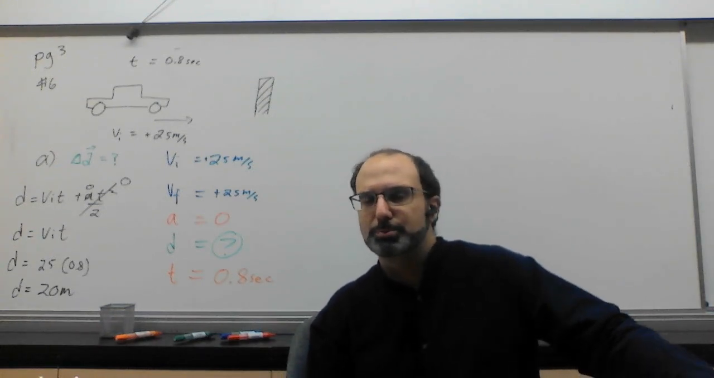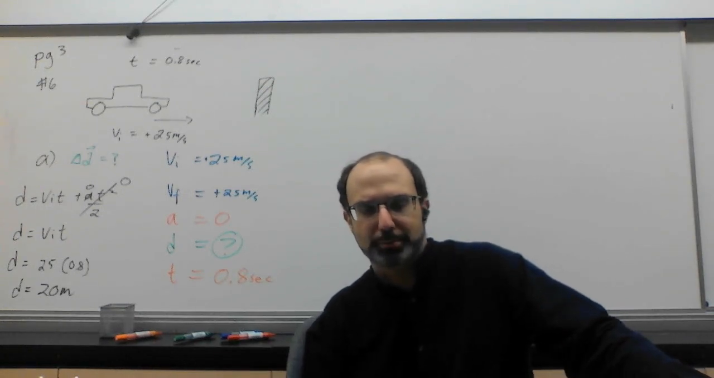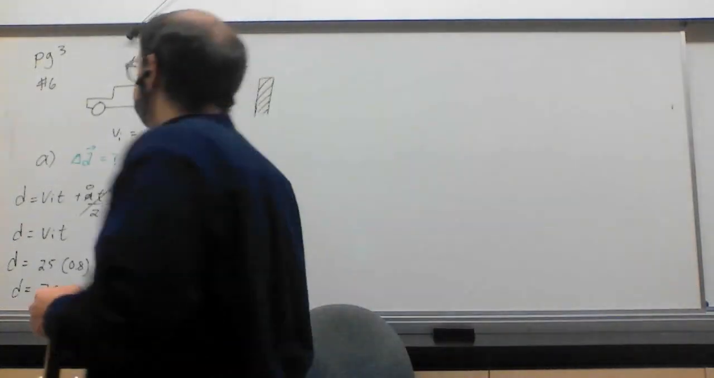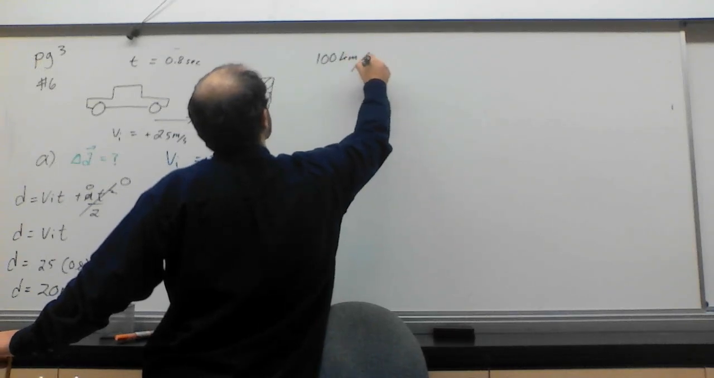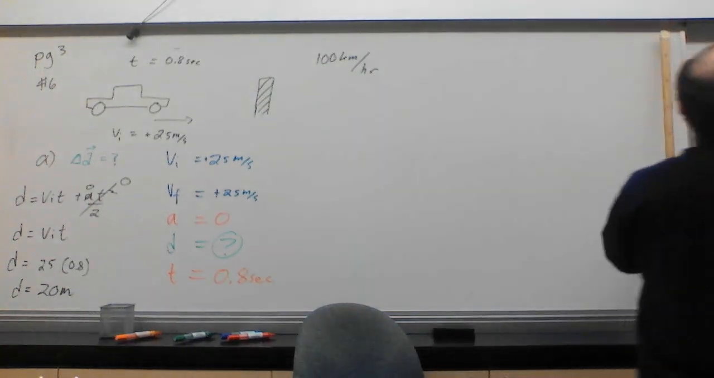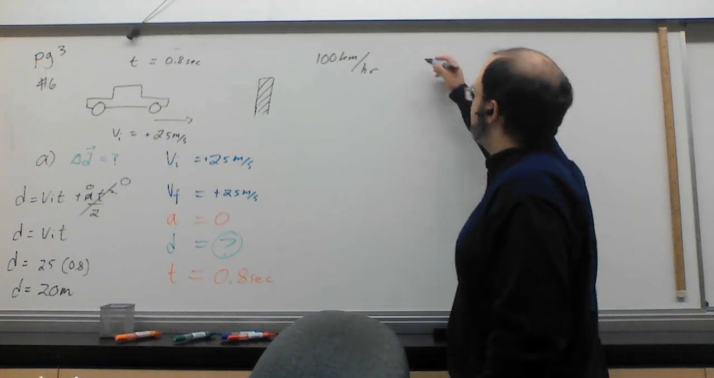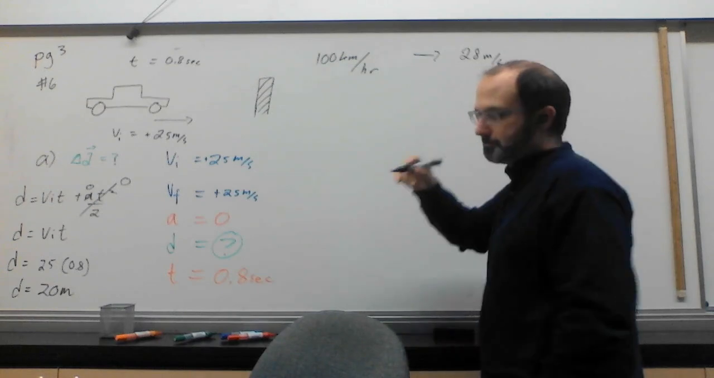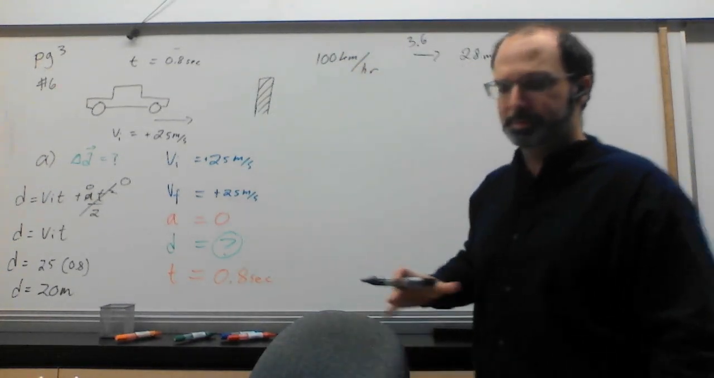Now the problem is 25 meters per second. How fast is that? We have no real way to compare it. Most people don't know what meters per second are off the top of their head. I don't either. But we do know something. We know 100 kilometers per hour. Right? If I tell you something's going 100 kilometers per hour, you can picture that in your mind. Well, 100 kilometers per hour can be converted, and that is about equal to 28 meters per second. The conversion factor there, by the way, as we've talked about before, is 3.6.